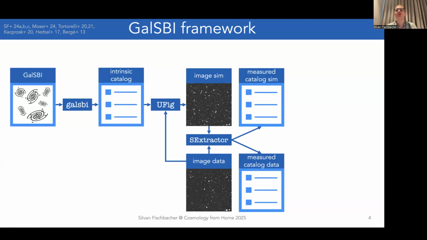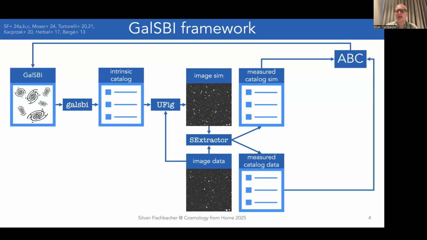So we actually want to constrain the parameters of our model. And we do this with a simulation-based inference. And in our very specific framework, we use an iterative implementation of ABC, so approximate Bayesian computation, where we compare the measured catalog of the simulations with the measured catalog of the data. And in this comparison, constrain the parameters of our parametric galaxy population model. Because this inference is quite resource intensive, we also developed an emulator that basically learns the transfer function from the intrinsic catalog to the measured output catalog.